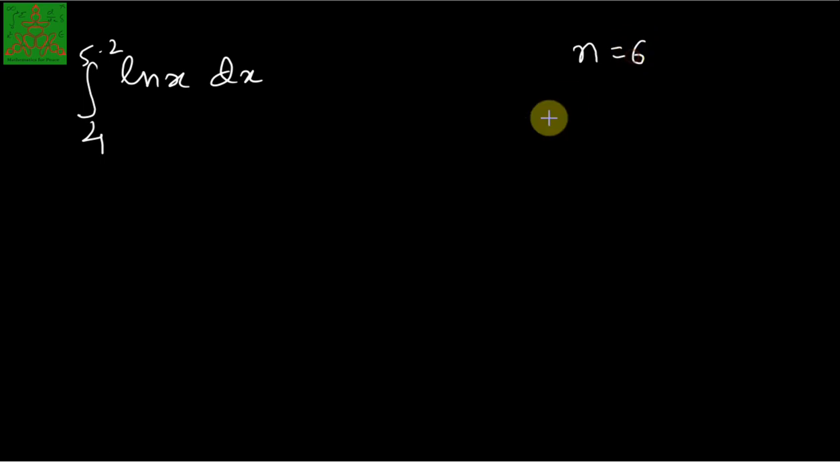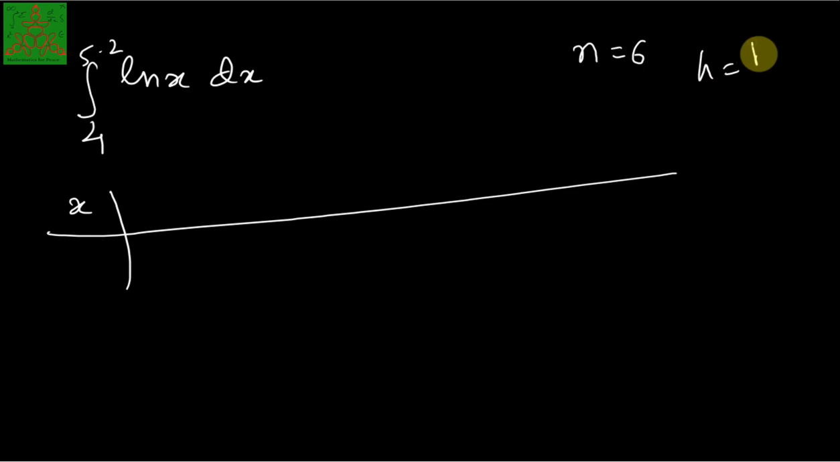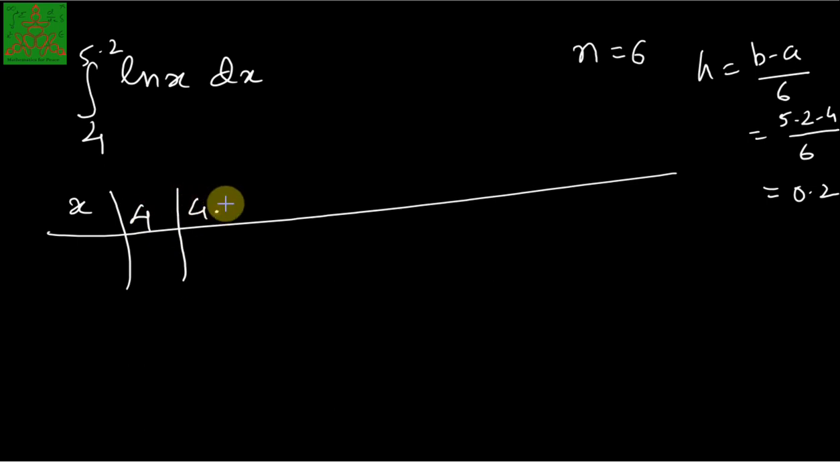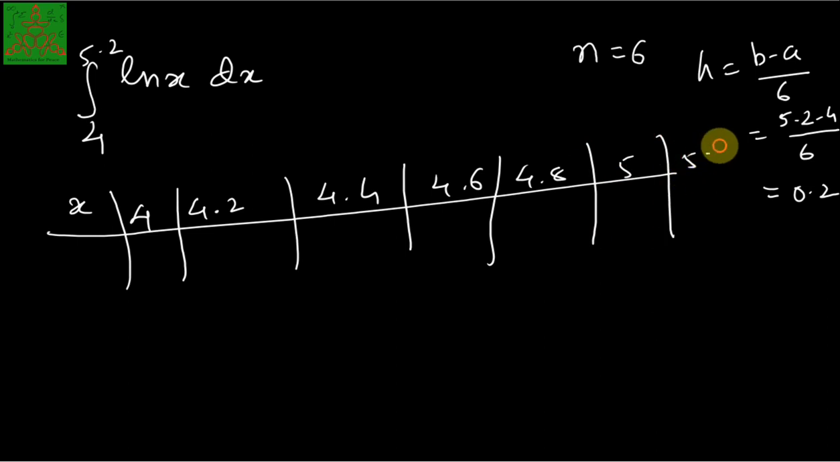Let us calculate an example using this rule. The question is to evaluate the integral from 4 to 5.2 of ln x dx. If you want to use this rule, then the value of n should be a multiple of 3, so I am fixing n as 6. Your value of h is b minus a upon 6, which is 5.2 minus 4 upon 6, which gives you 0.2. So the points are 4, 4.2, 4.4, 4.6, 4.8, 5 and 5.2.